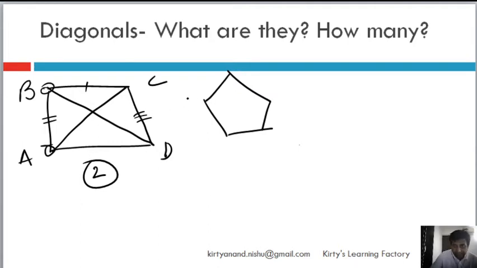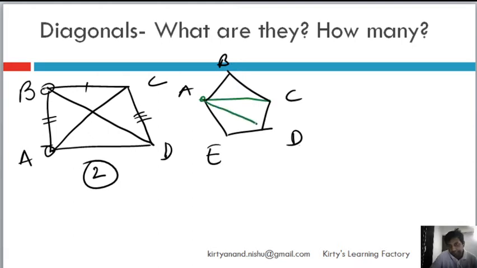In a pentagon, let's say A, B, C, D, E, let's try and see how many diagonals we can draw. Let's start from point A and see how many we can draw. So we will first join C, that will be my first, then I will join D. E and B are consecutive, so I cannot. So starting from point A, I have drawn all the diagonals that I could.